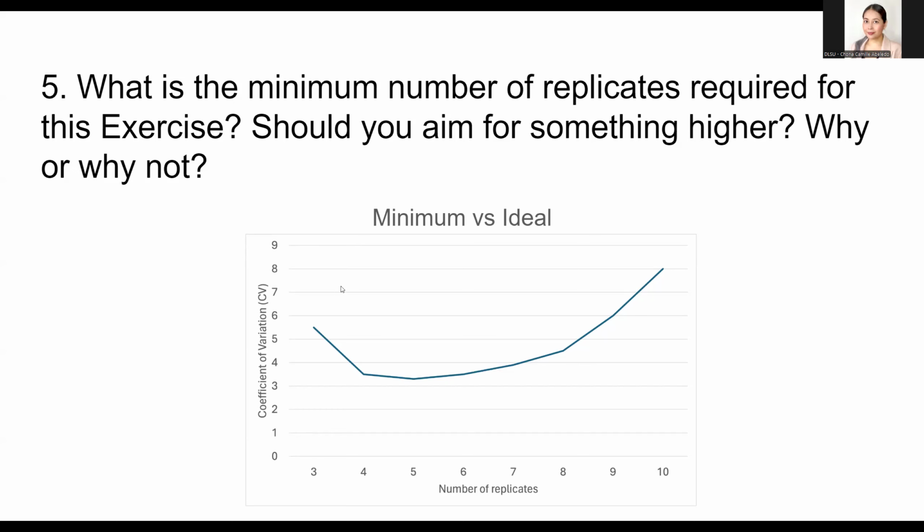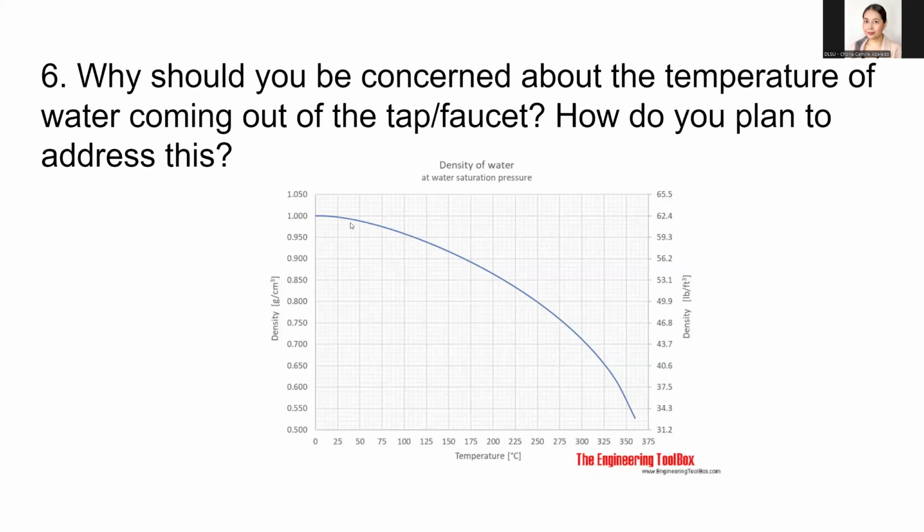Okay, good. Next, let's move forward to question number 6. I think this is the last question for your exercise 2 quiz. Why should you be concerned about the temperature of water coming out of the tap or the faucet? And how do you plan to address this?